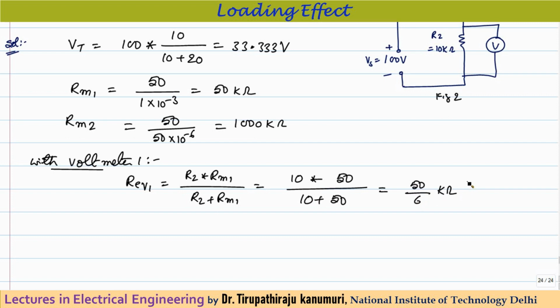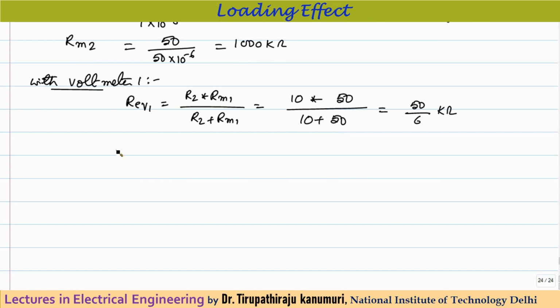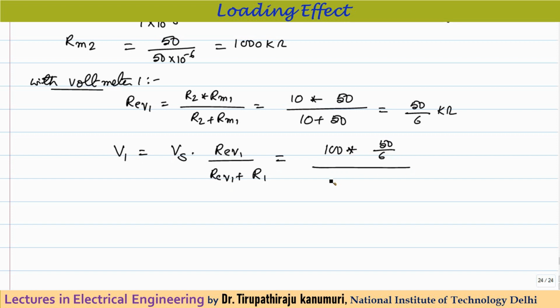These units are in kilo ohms. So now I can calculate the voltage that is measured by this voltmeter, or voltage across this voltmeter, will be equal to Vs into R equivalent 1 divided by R equivalent 1 plus R1. So this will be equal to 100 multiplied by 50 by 6 divided by 50 by 6 plus the second resistance, which is 20. So this will be equal to 29.412 volts. So this is the value of voltage that is measured.